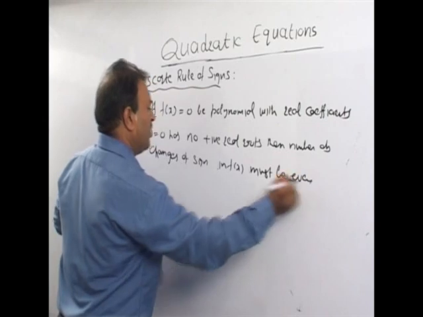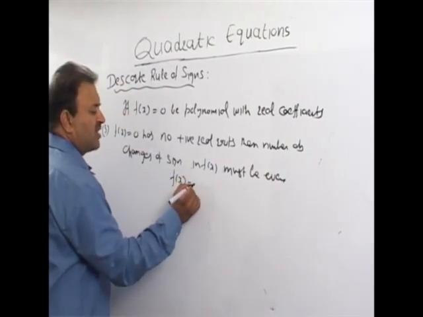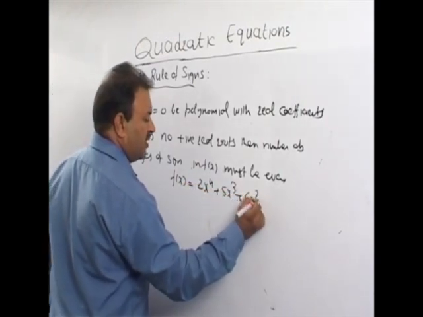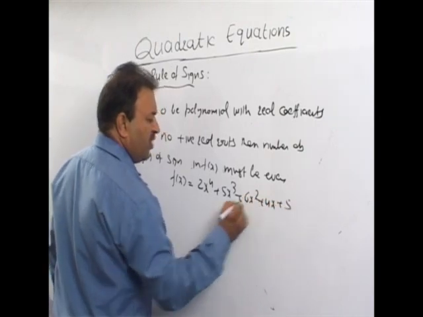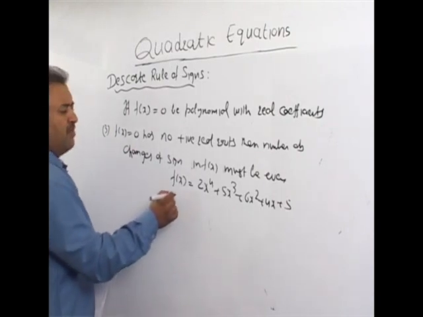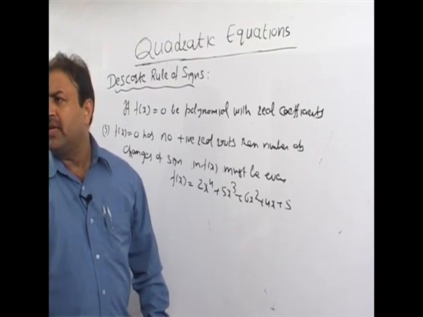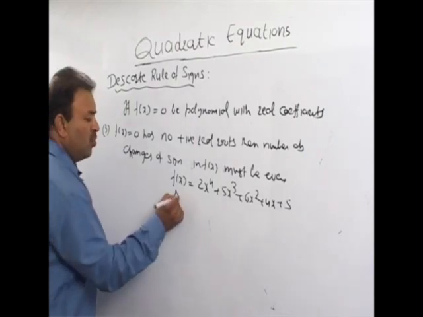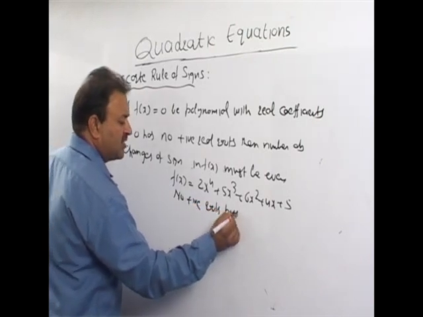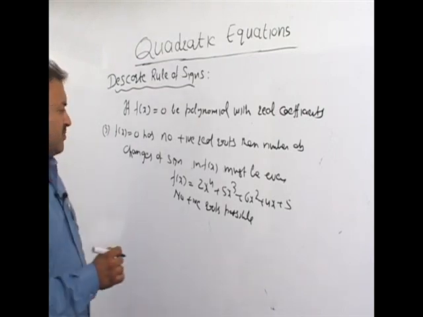What does it mean? It means sometimes we find an equation like this, where f(x) is equal to 2x^4 plus 5x cube plus 6x square plus 4x plus 5. We get this equation, then we'll say the maximum number of positive roots possible is 0. So no positive roots possible, as there is no change of sign in f(x).